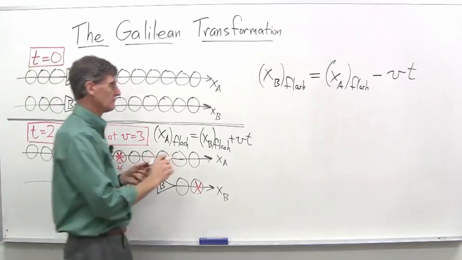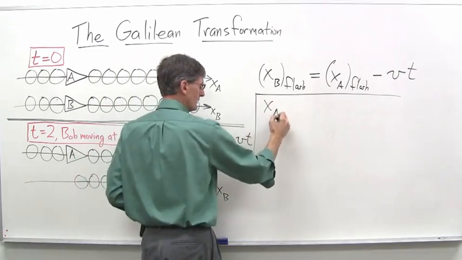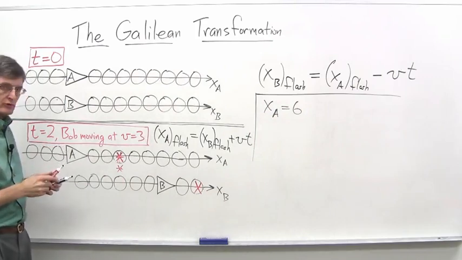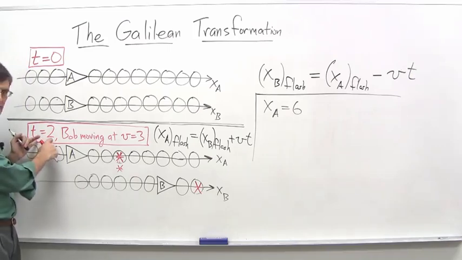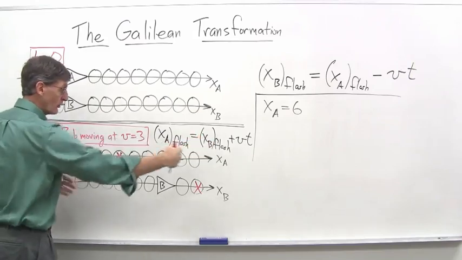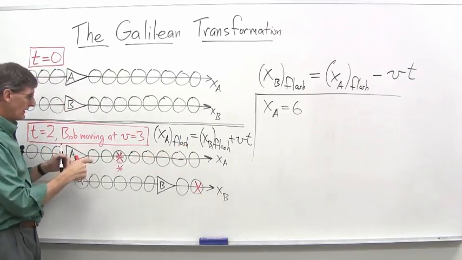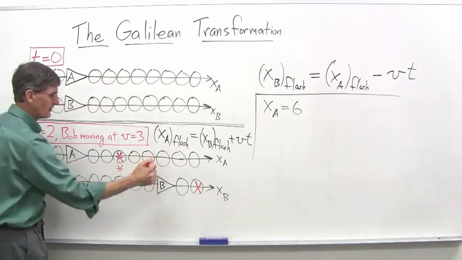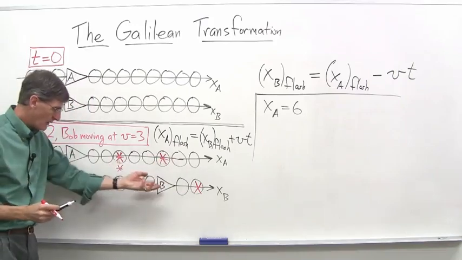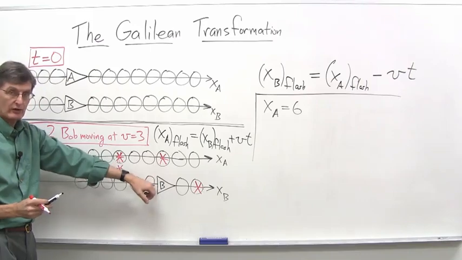So let's try 2 more examples. What if we said xa equals 6? That means Alice has observed it at t equals 2 seconds, which we'll use for all our examples here. Alice and Bob are moving relative to each other at 3 meters per second that way, or from his perspective, Alice is moving 3 meters per second in the other direction. So Alice observes it at position 6: 1, 2, 3, 4, 5, 6. She observes it right here at t equals 2 seconds. Well, at t equals 2 seconds, Bob is also right there. So we better get an answer that corresponds to Bob being right at that position of the flash.